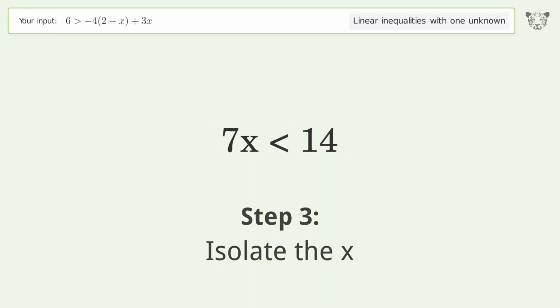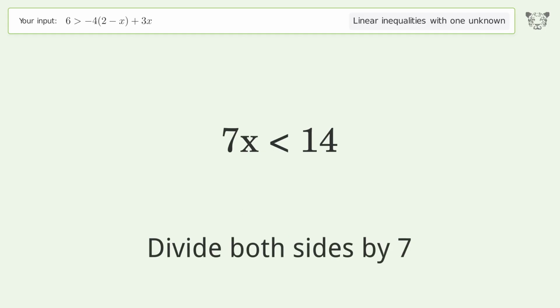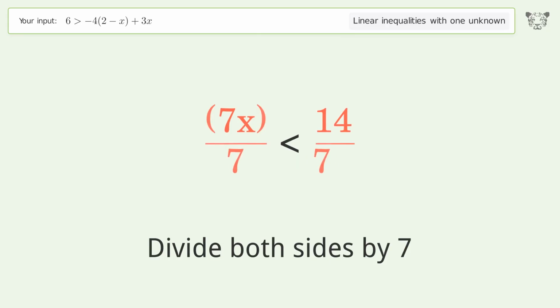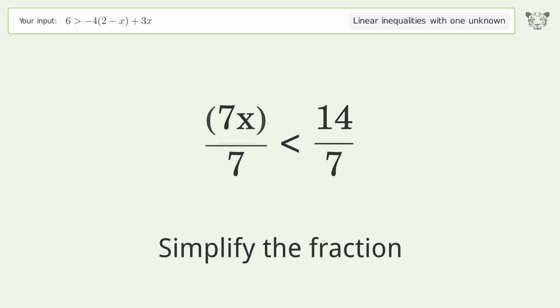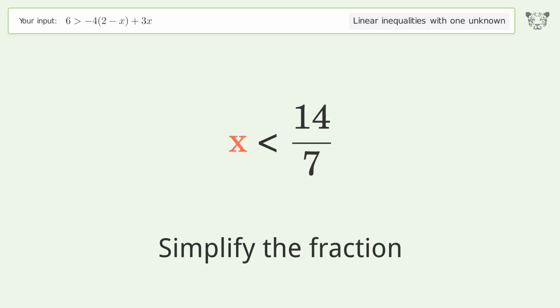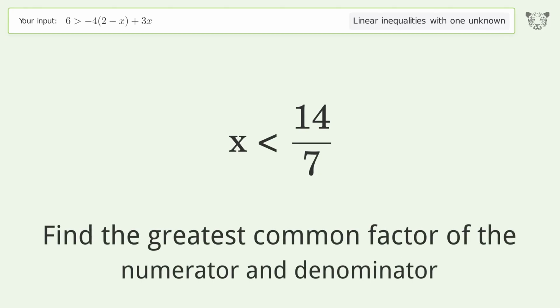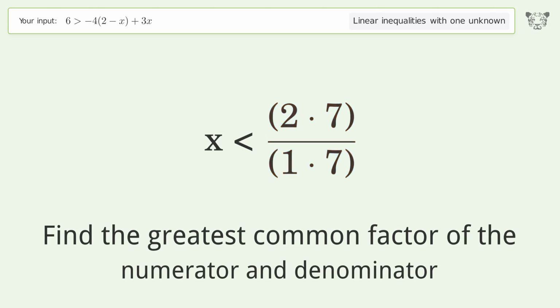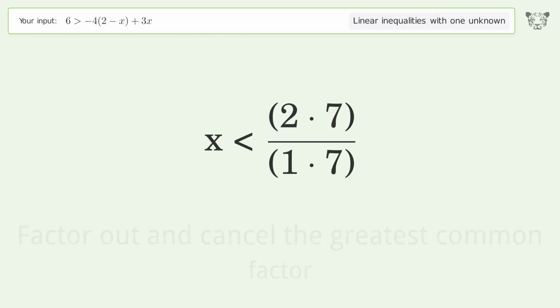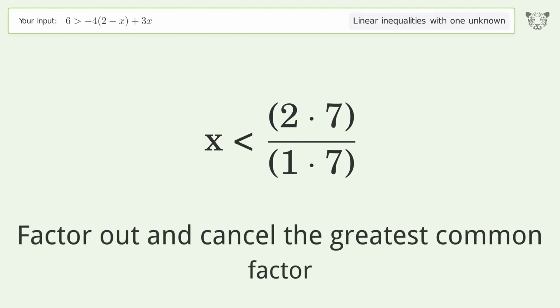Isolate the x. Divide both sides by 7. Simplify the fraction. Find the greatest common factor of the numerator and denominator. Factor out and cancel the greatest common factor.